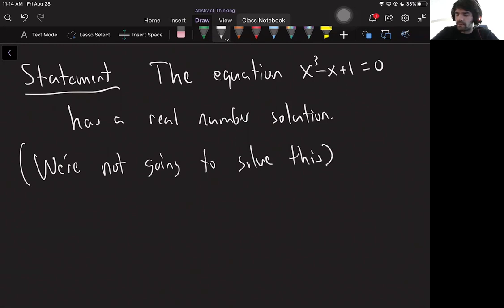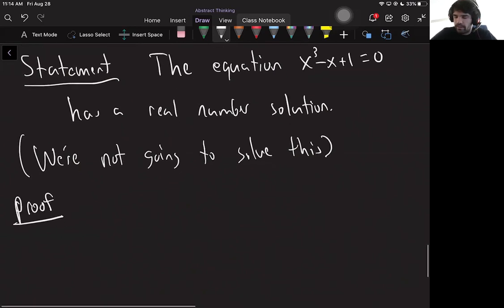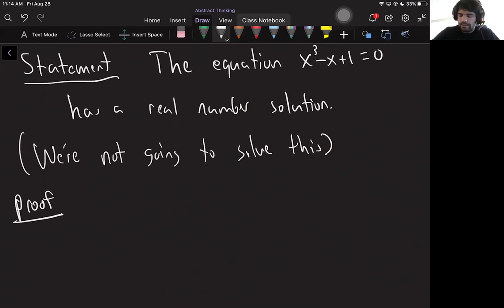We're going to use some calculus in our proof. And then I know it's been a long time, but I think we can handle it. So let's see what we can do here. So in calculus, we often study functions. So the first thing I'm going to do is I'm going to think about x cubed minus x plus 1 as a function of x.